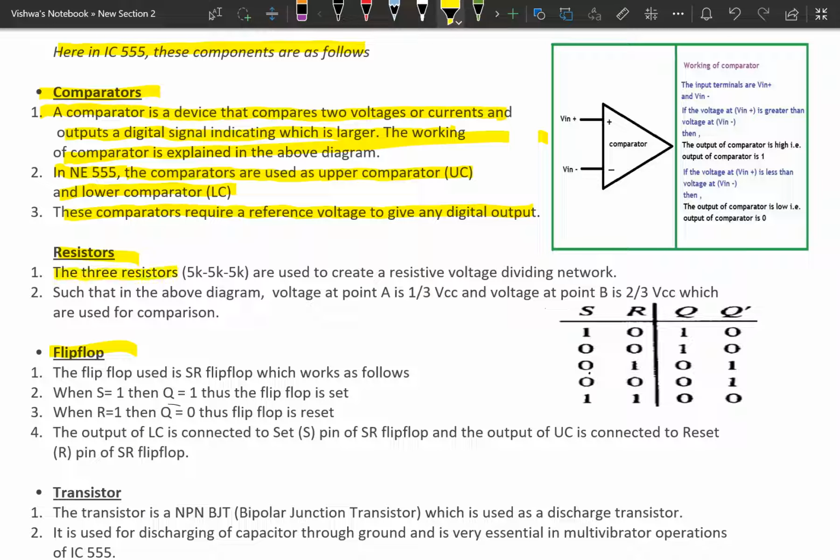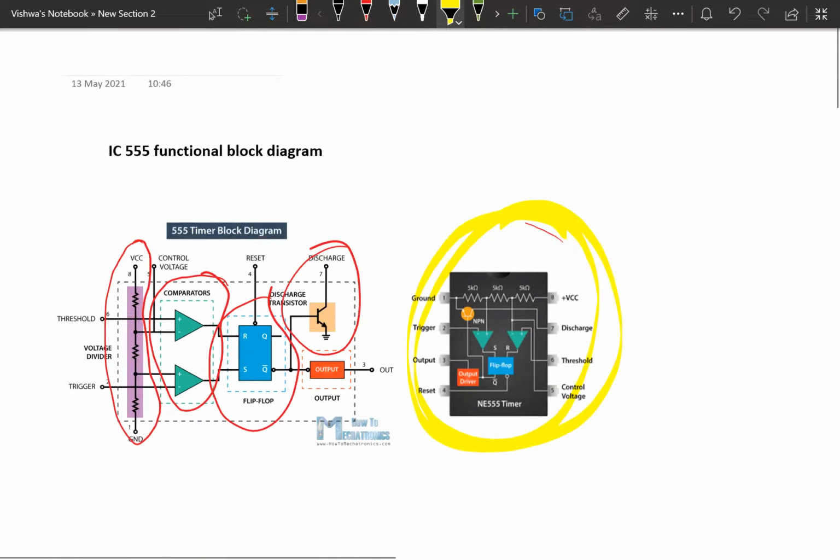The three resistors 5K, 5K, 5K are used to create a resistive voltage dividing network. These three resistors are used to divide the voltages. Those are three 5 kilo ohm resistors each. Maybe this is the reason this IC is called the IC 555 timer. In the above diagram, the voltage at point A is 1/3 VCC and the voltage at point B is 2/3 VCC, which are used for comparison. Above diagram means this diagram.